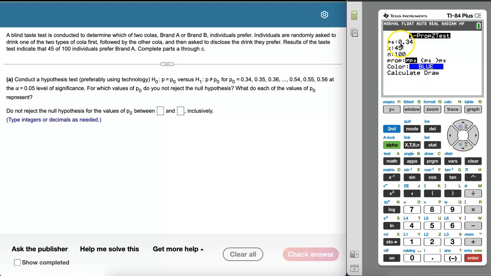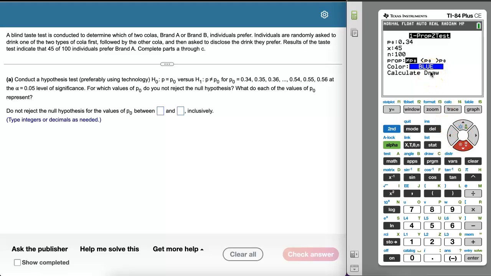I've already started some of this here, but notice for p sub 0, I've put 0.34. That's the first of this long list I'm asked to test. 45 of the 100 individuals preferred brand A, so that's why you see these values here. We are told the alternative is just different from p sub 0, so that's another way I could confirm that I'm selecting this two-tailed test. I'm just going to choose Calculate.